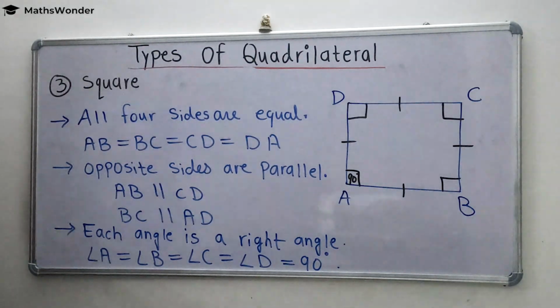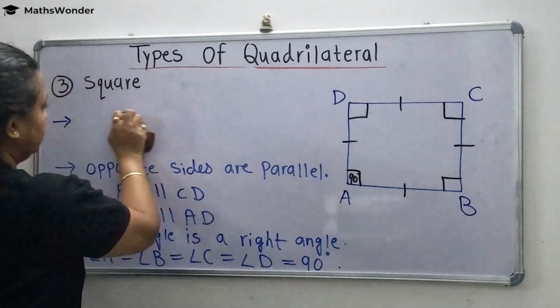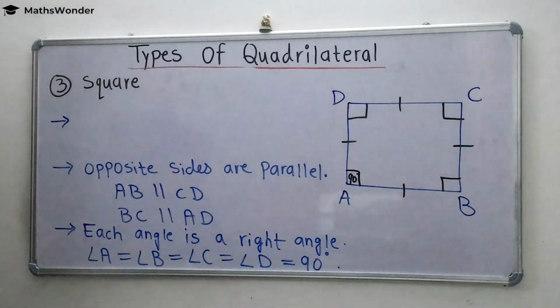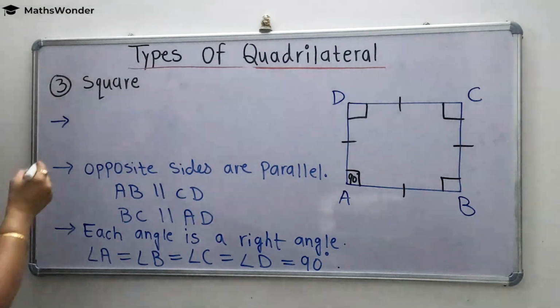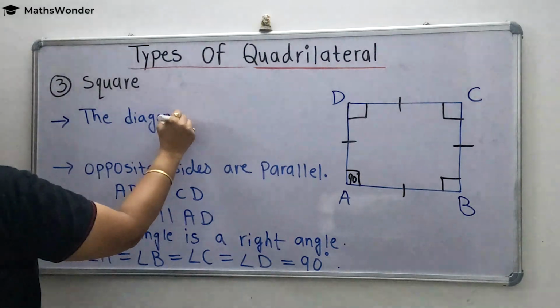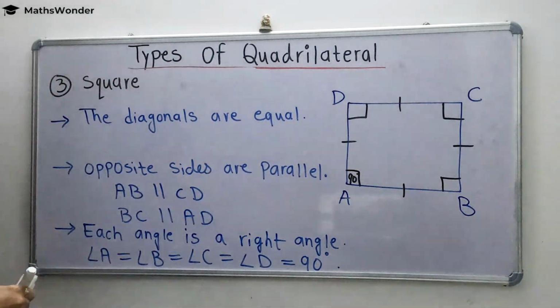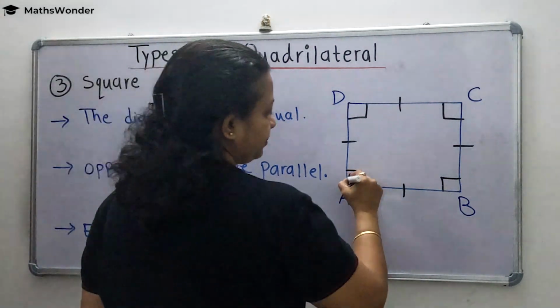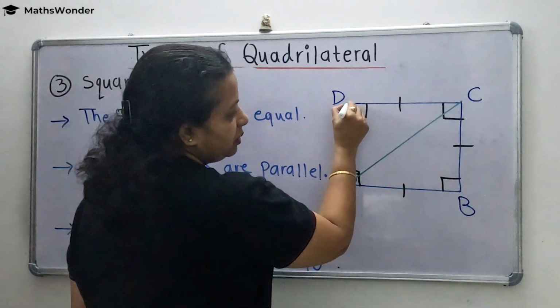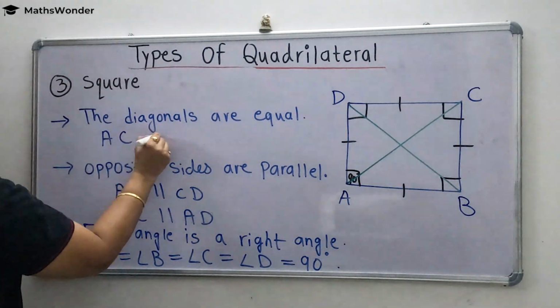Now come to the fourth property. What is the fourth property of the square? The diagonals are equal. What diagonals? When you join two non-adjacent vertices, it will make a diagonal. So the diagonals are equal. How will you write it? AC is equal to BD.